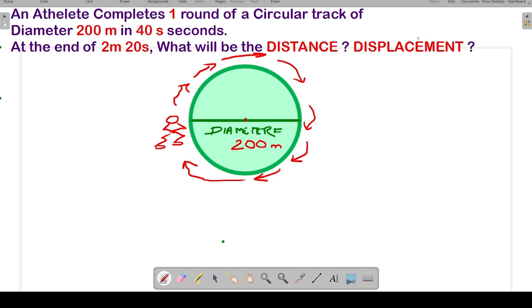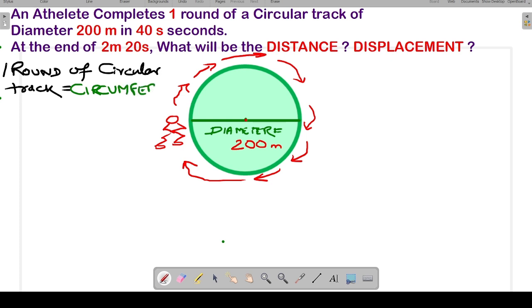So it completes one round in 40 seconds, whose diameter is 200 meter, right? Now we can see in one round how much distance is covered by the athlete. The distance covered by the athlete in covering one round of the circular track is definitely the circumference of the circular track, right? And we know that circumference of the circular track can be calculated very easily. We know that circumference of a circular track is 2 pi r. What is the formula of circumference? 2 into pi into r, where the value of pi is known as 22 by 7 or 3.1414, and r is the radius of the circular track or any circular figure which is in the question, right?